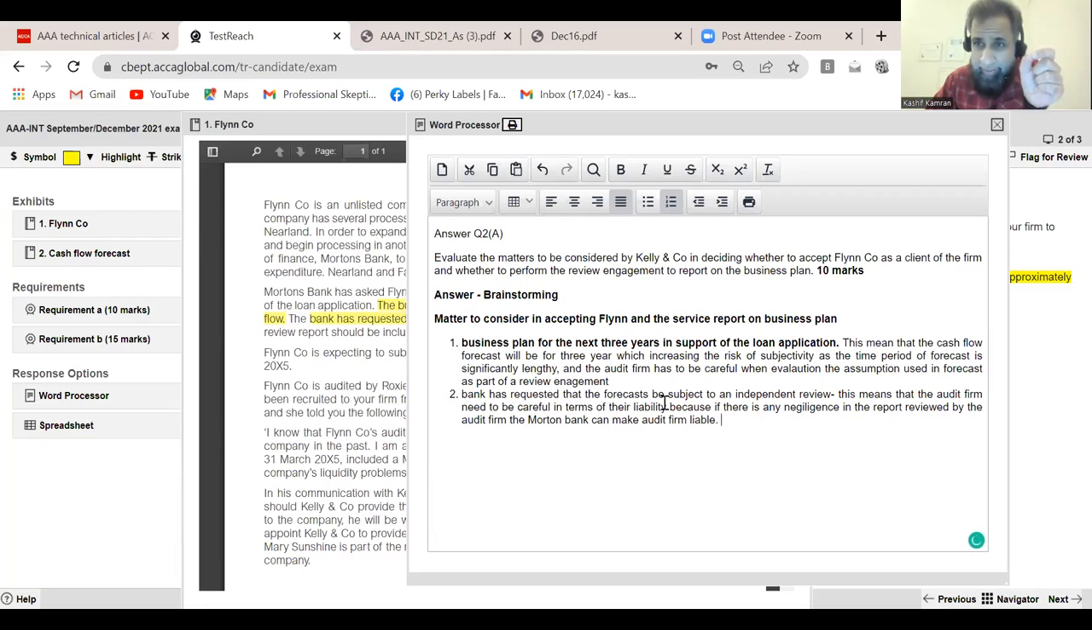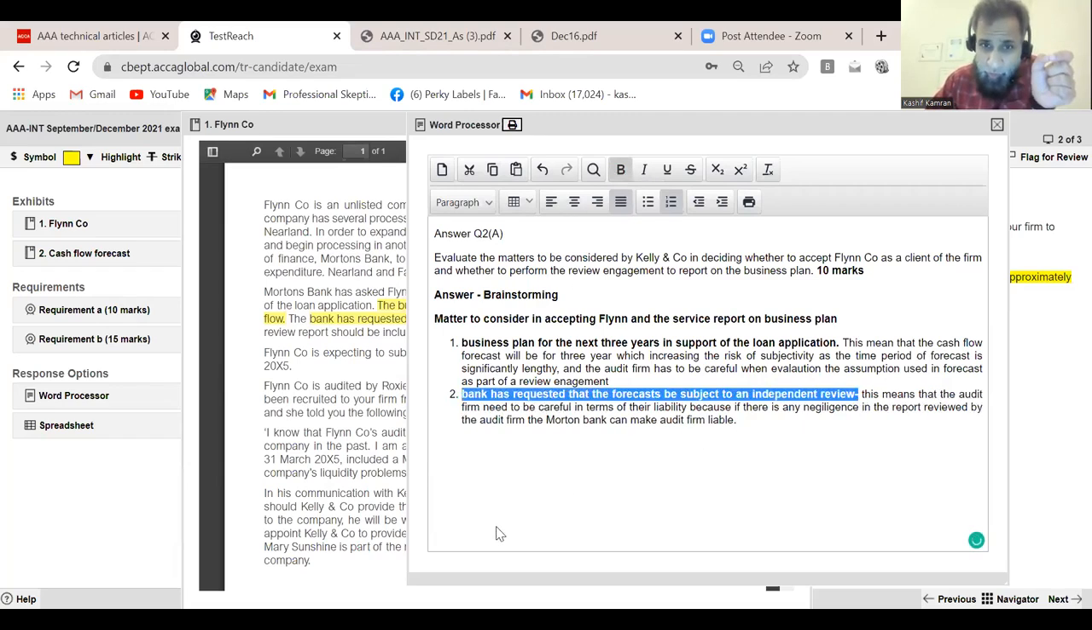So can there be negligence if you do something wrong as an auditor? So do you have an extended liability here? So do you need to be more skeptical when you're performing this engagement? Will that increase your fees? Will that increase the resources you will be deputing? So do you need to be more watchful? Do you need to be more careful because the bank will be an intended user? So you got second point, right? Moving on.